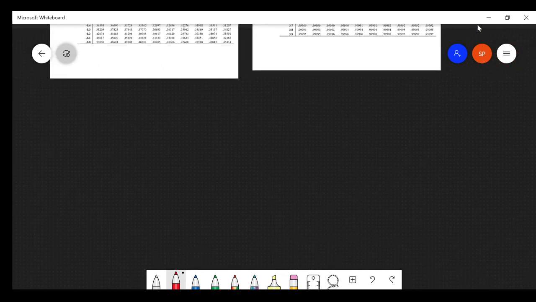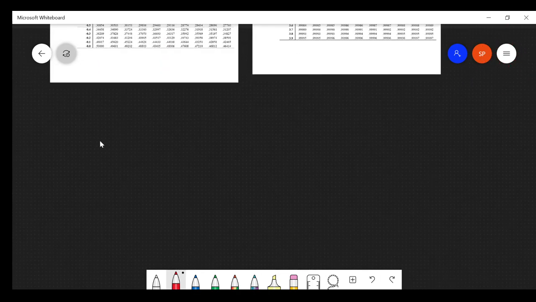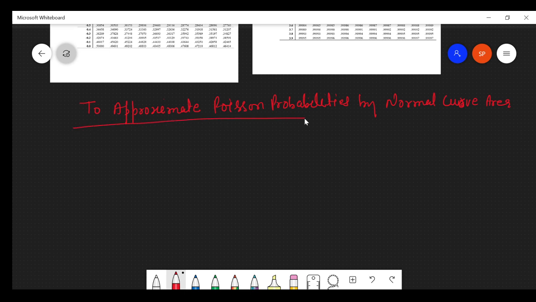And now after that, to approximate Poisson probabilities by the normal curve area. Now the step number one, here is the step number one.